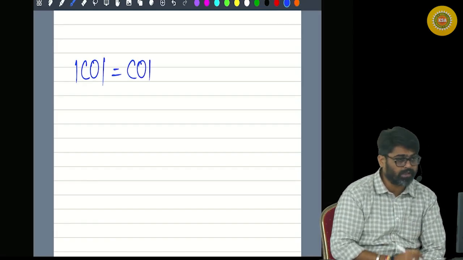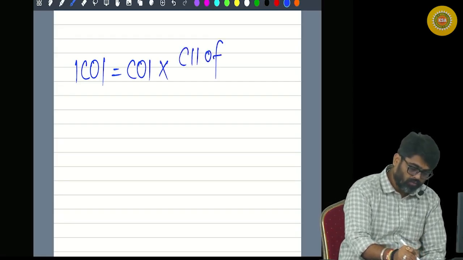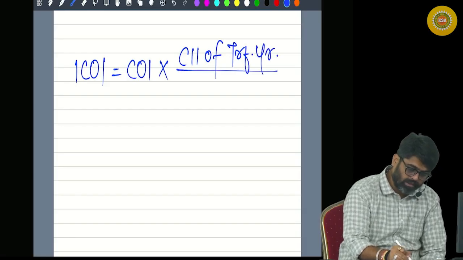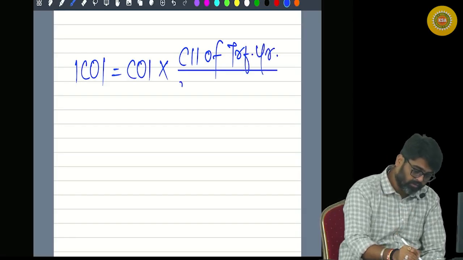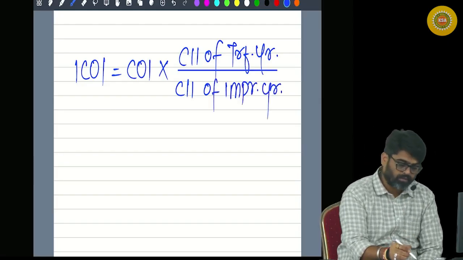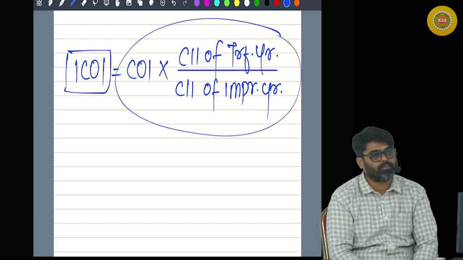Cost of improvement you will take, you will multiply it by CII of transfer year, and then divide by CII of improvement year, CII of improvement. This will give you the index cost of improvement.